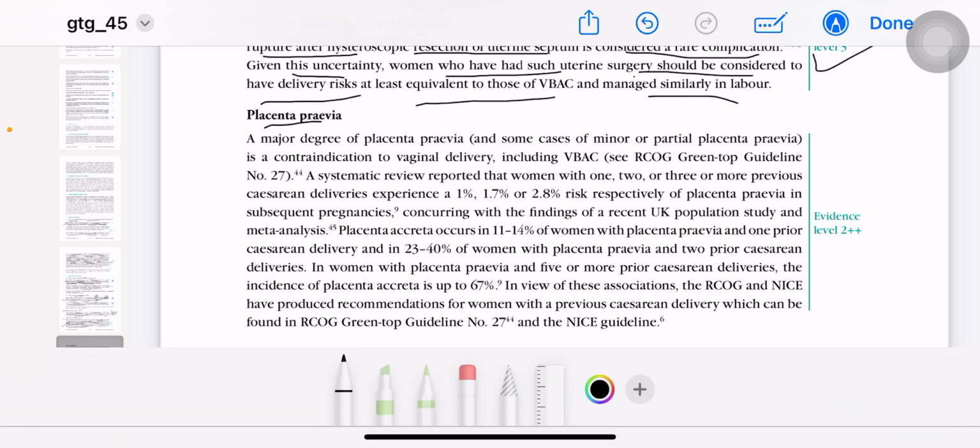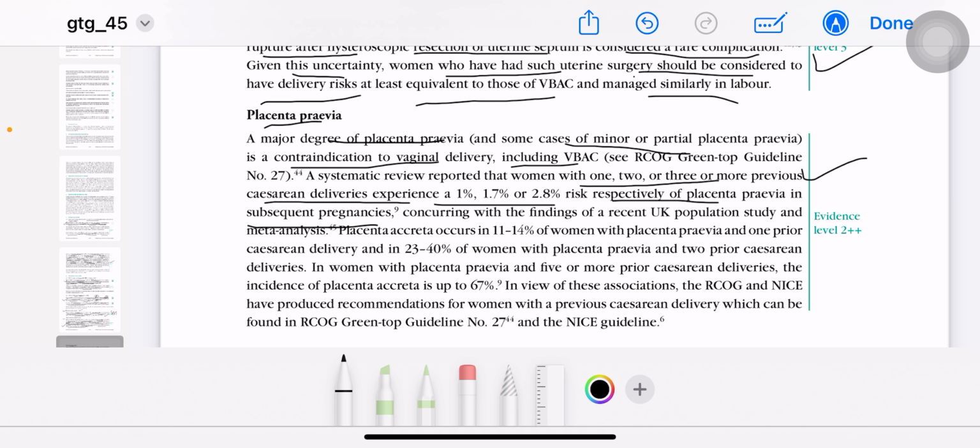Now, placenta previa. A major degree of placenta previa and some cases of minor or partial placenta previa are a contraindication to vaginal delivery, including VBAC. A systematic report says that one, two, or three or more previous cesarean sections carry a 1.7 or 2.8 risk of placenta previa in a subsequent pregnancy. This is from the recent Green-top guidelines. We will discuss it in placenta previa.